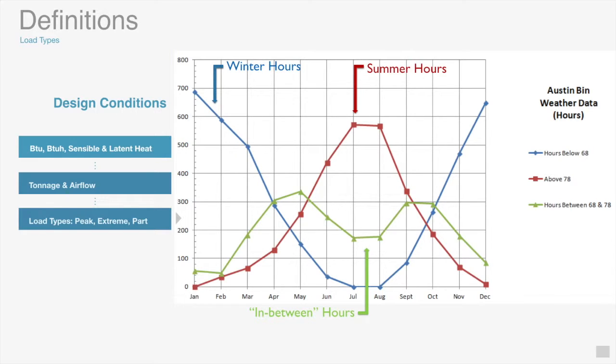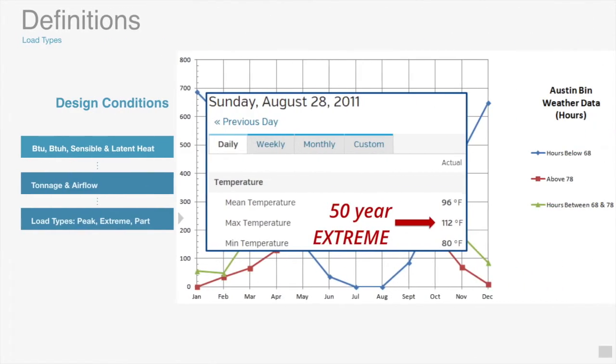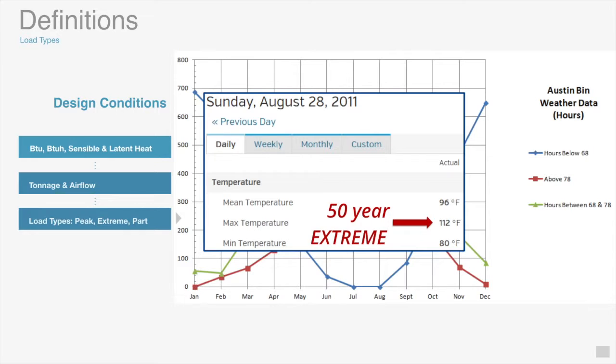And then the green line really shows you the moderate temperatures around the year. As you can see, we have a significant amount of swing season hours during March, April, May, into June. September and October it can be very mild. Those are times when you don't necessarily need heating or air conditioning, and that's when we start talking a little bit about part load.